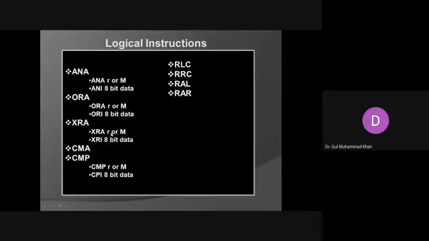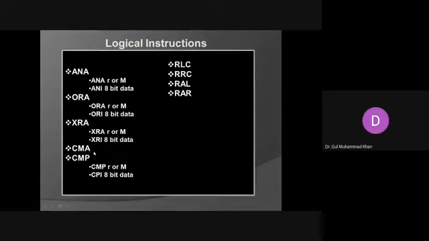Similarly, XRA can be with a register or with memory. Remember what this instruction does: it ANDs or XORs the corresponding register, memory, or data with the accumulator, and stores the final result in the accumulator. So in these instructions, one of the operands is always the accumulator, and the results are always stored in the accumulator.